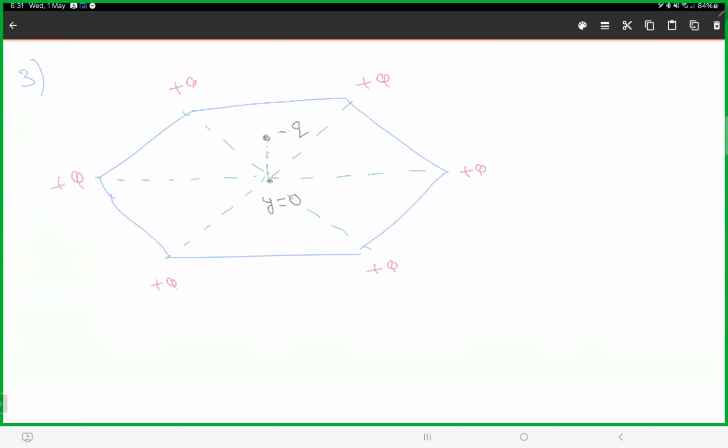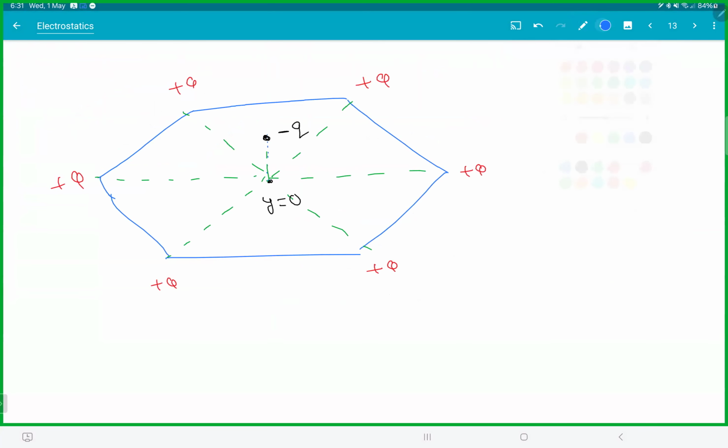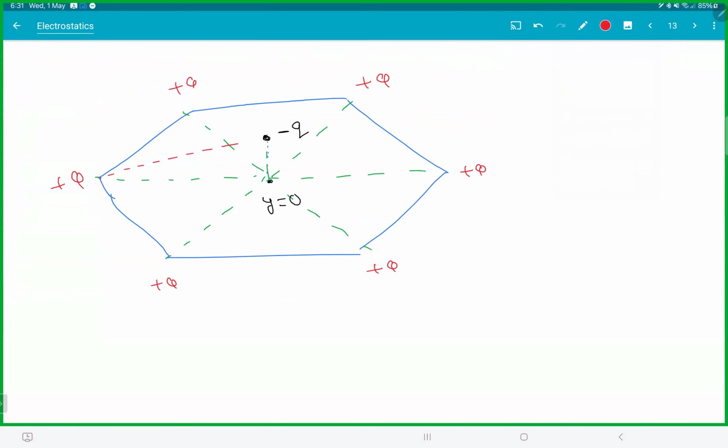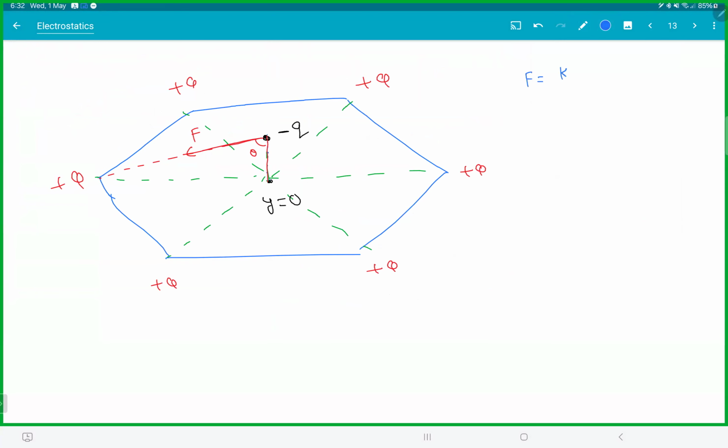So I'll just make this bigger. If you look at the forces now, this is your force F. This is a vertical. This is theta. I'm not drawing all of them. So the magnitude of the force F would be K, Q by that distance.